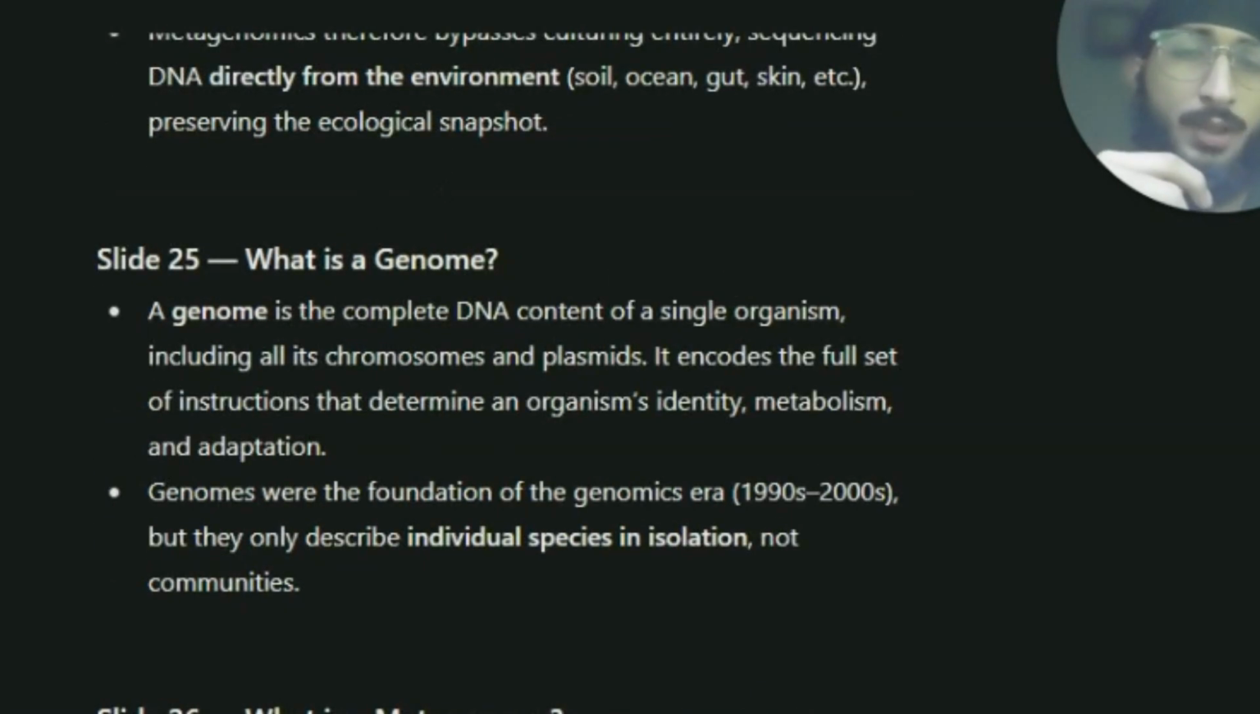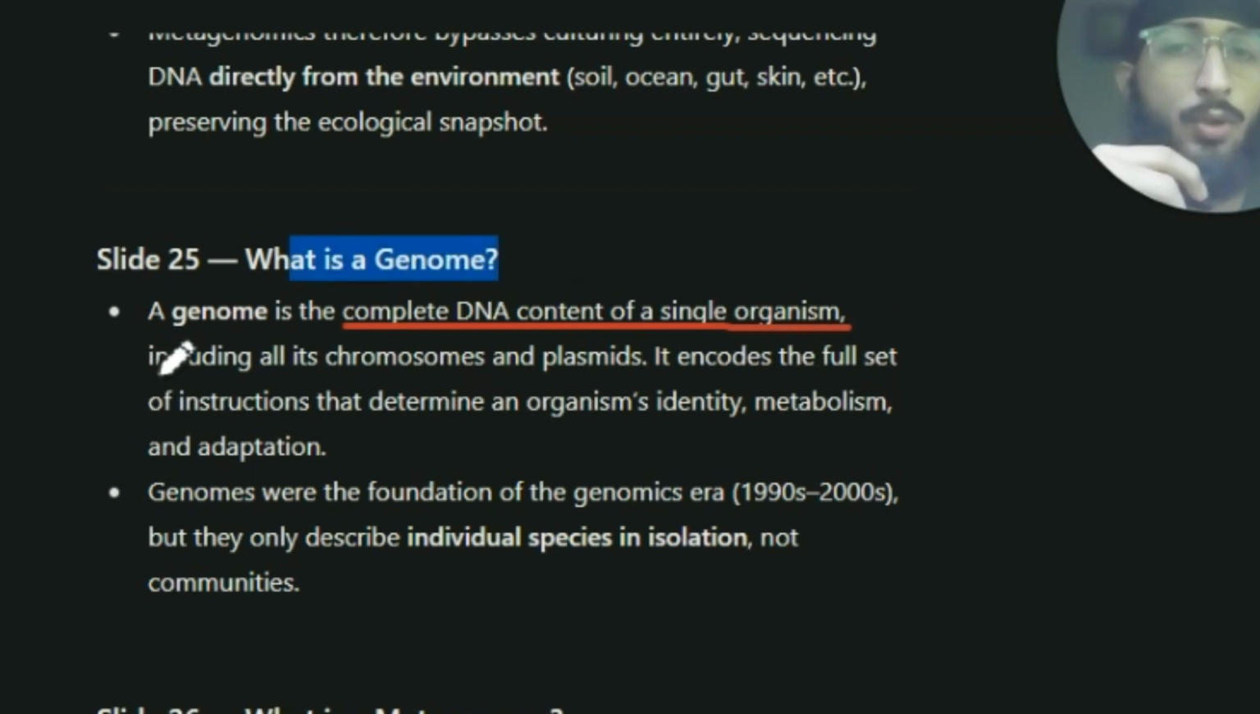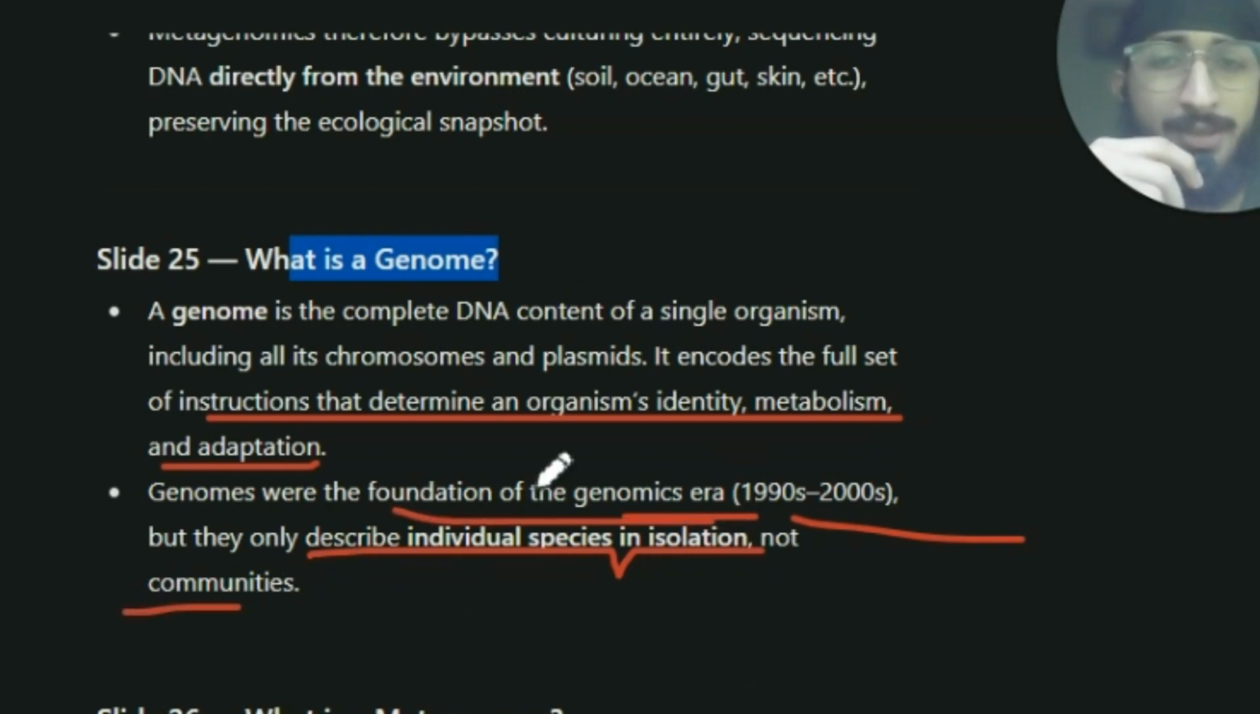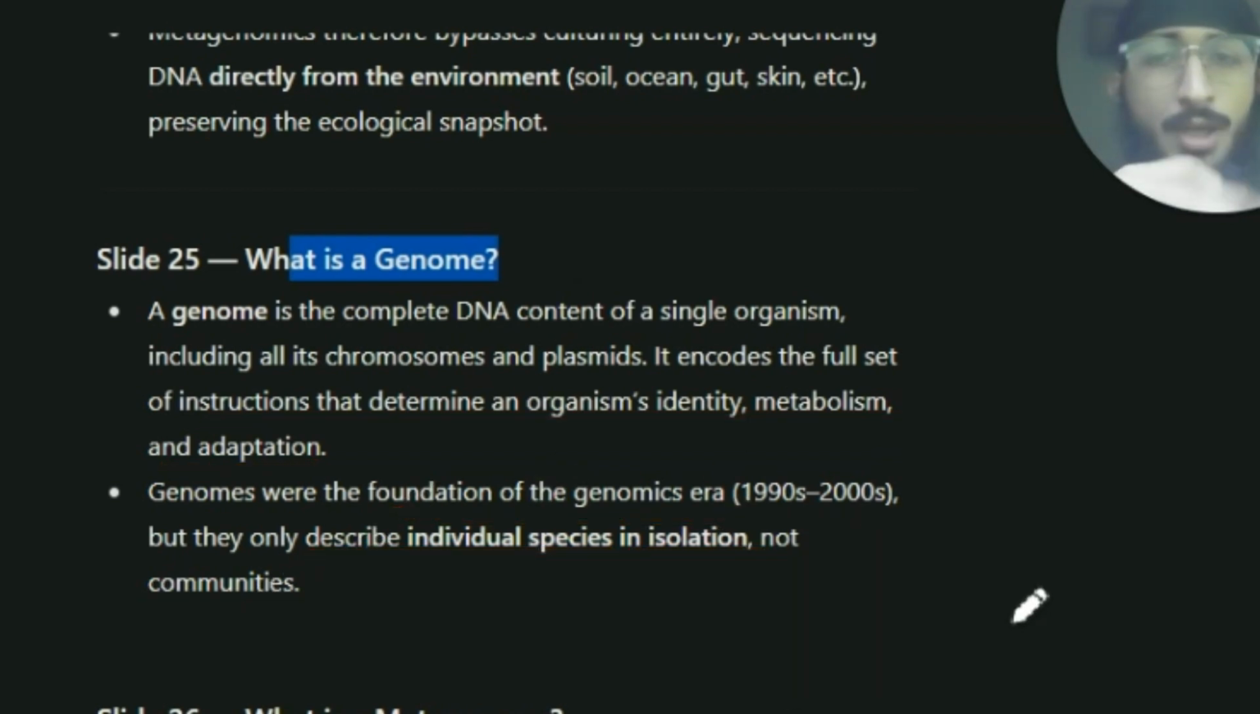And what is a genome? So, a genome is the complete DNA content of a single organism, including all its chromosomes and plasmids. It encodes the full set of instructions that determine an organism's identity, metabolism, and adaptation. Genomes were the foundation of the genomics era, 1990s to 2000s, but they only describe individual species in isolation, not communities. So we cannot see the interdependencies between these species.